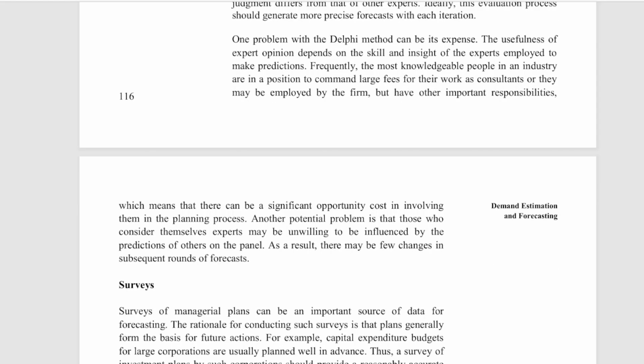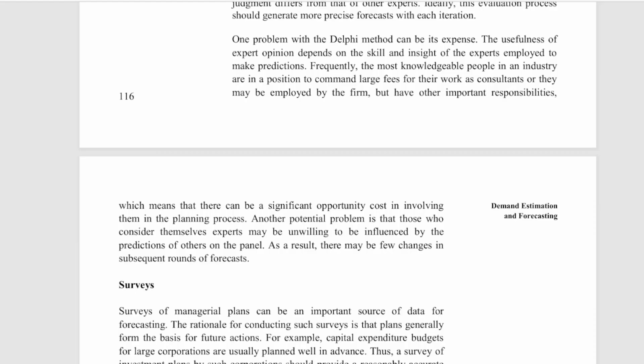One problem with the Delphi method can be its expense, and the usefulness of expert opinion depends on the skill and the insight of the experts employed to make predictions. Frequently, the most knowledgeable people in an industry are in a position to command large fees for their work as consultants, or they may be employed by a firm but have other important responsibilities, which means that there can be a significant opportunity cost in involving them in the planning process.